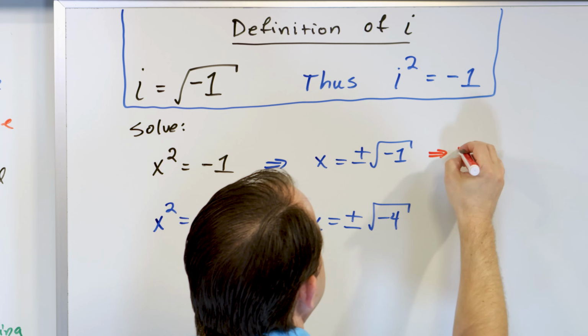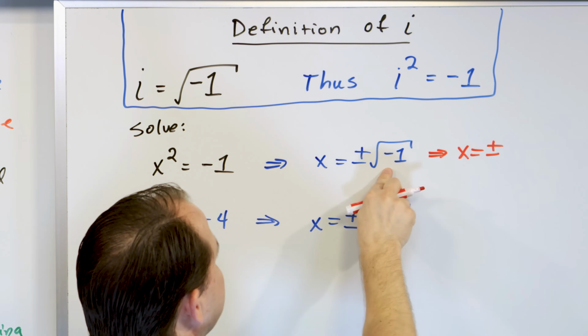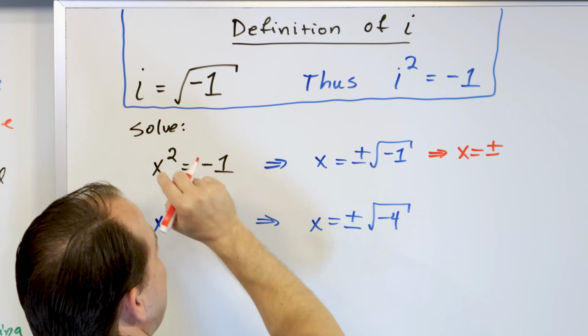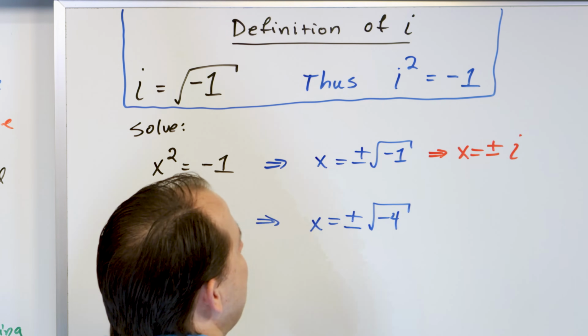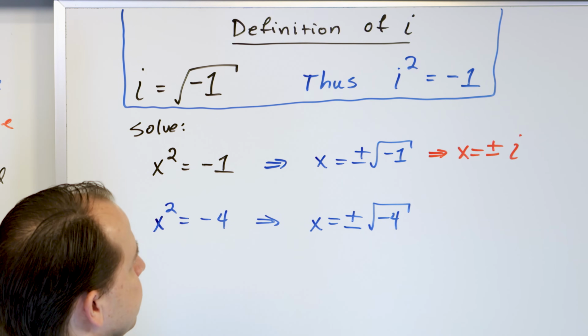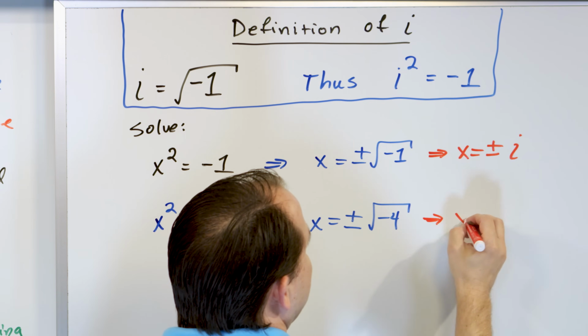We say that really x is equal to plus or minus the square root of negative 1, which we're defining to be i. So we say plus or minus i. That's the answer to that equation, right? Over here, we're going to do a lot more problems.